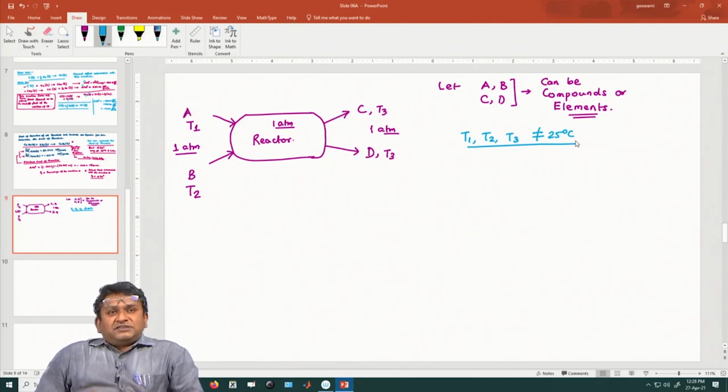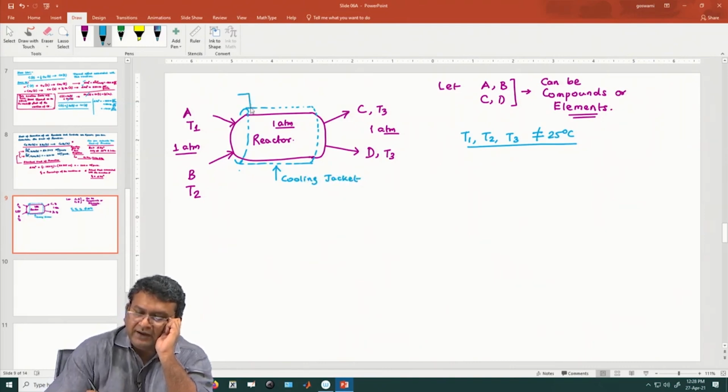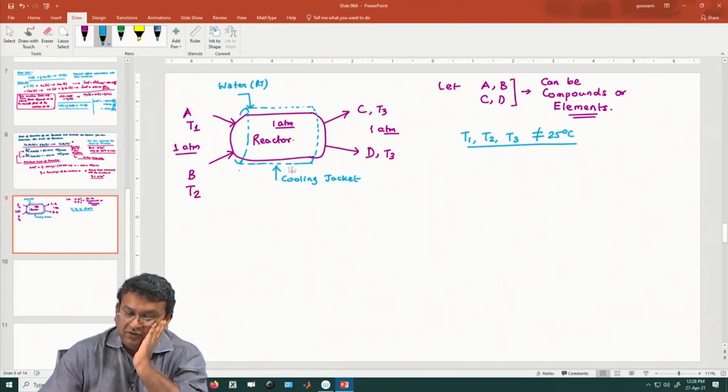So, how does this calculation help? Based on this calculation, from the heat of reaction data, you now know how much heat is going to be generated, and therefore, accordingly around the reactor you might actually have a cooling jacket, right, where you might enter water, let us say at room temperature, and you modulate the flow of water in such a way that let us say water leaves at 45 degrees centigrade or something like that, right.